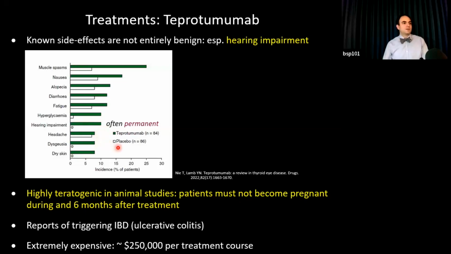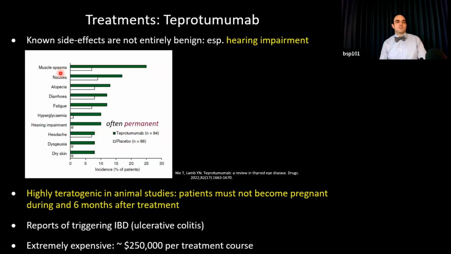Also common are taste changes, dysgeusia, that have been reported. The most common by far is muscle spasms, but that is not a serious side effect with Teprotumumab. Female patients should not become pregnant while on it, or for 6 months after, because the IGF pathway is very important for embryological development. It's theoretically highly teratogenic, and there are animal studies showing it's highly teratogenic.